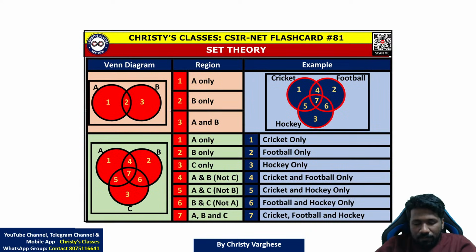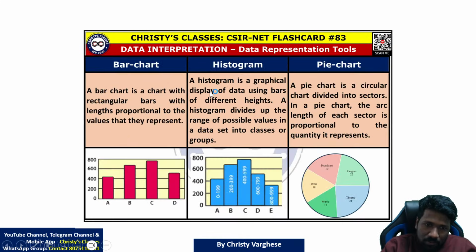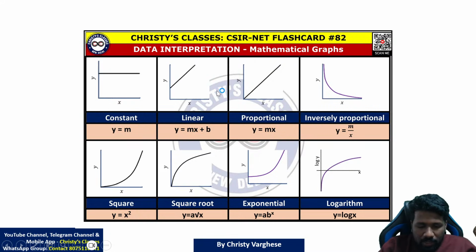Now Venn diagram ka different regions is listed here. That also are important. You can go through the flashcard. Now other data representation or data interpretation concepts we will discuss. Mainly the different types of graphs.